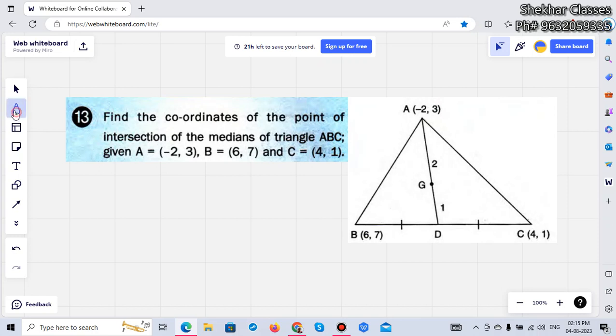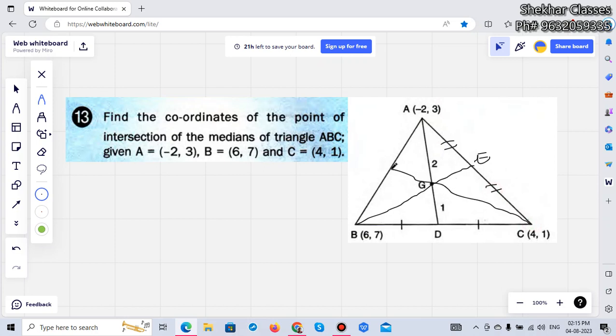If I draw another median here, that median will be like this. Let it be E. So E should be the midpoint of AC. Another median will also be passing like this, and let it be F. So F should be the midpoint of AB. So these are the three medians. One thing to be noted here, medians are concurrent, means they will pass through one single point.